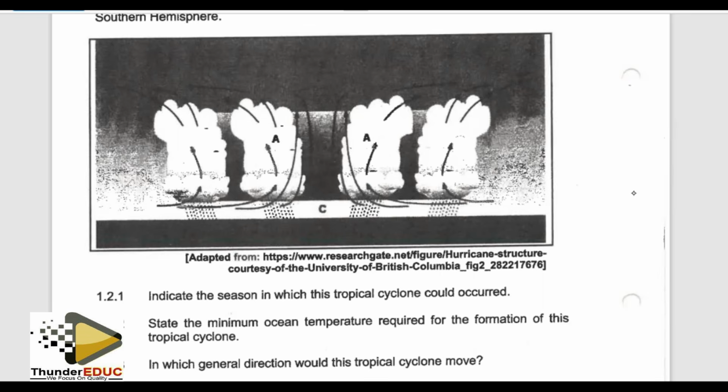All right. Question 1.2.1, it says, indicate the season in which this tropical cyclone could occur. And we know that tropical cyclones usually develop in late summer. That is when the temperatures are very high. We could say late summer or early autumn.